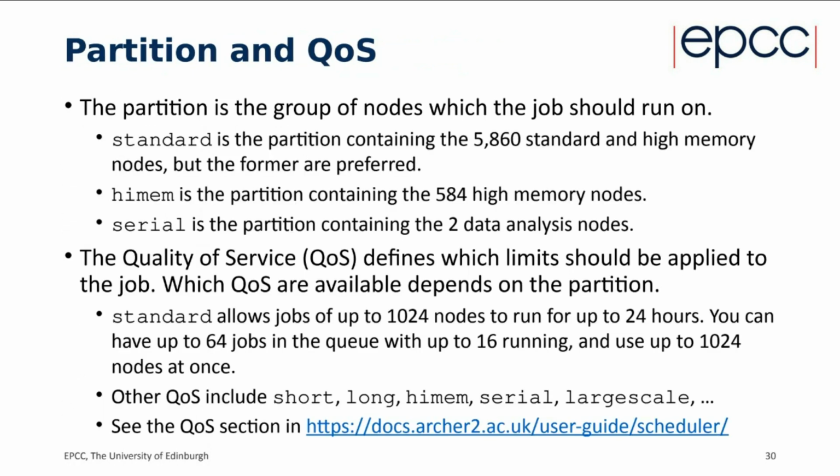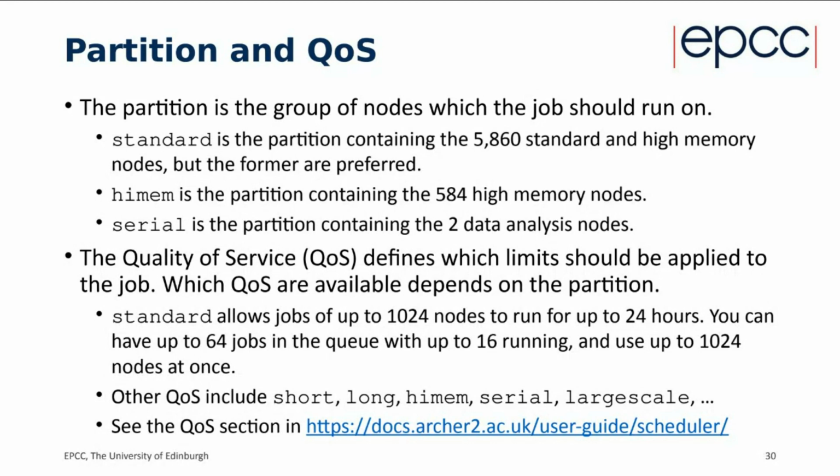As for what the partition and QoS mean, the partition is how we tell Slurm which group of nodes we want to use to run the job on. There are 3 really that we need to worry about. Standard is what we'll be using probably most of the time. This contains all of the compute nodes, both standard memory and high memory, but it prefers the standard memory.